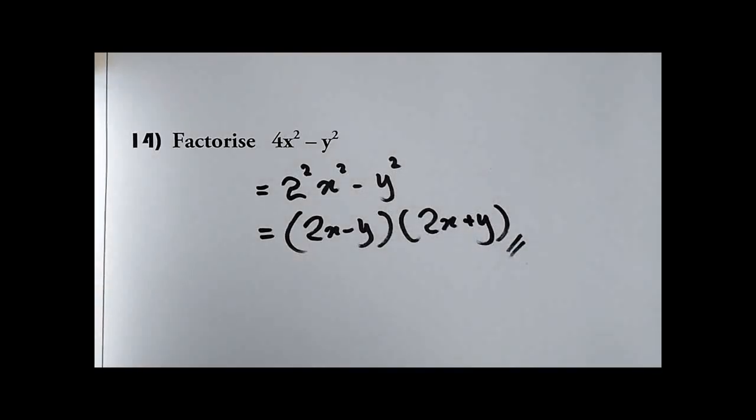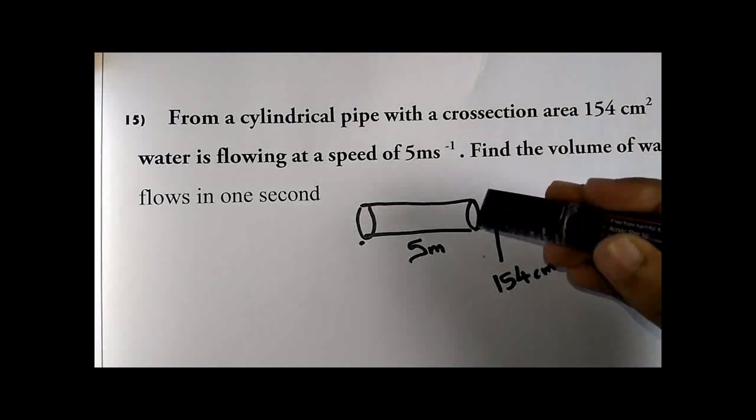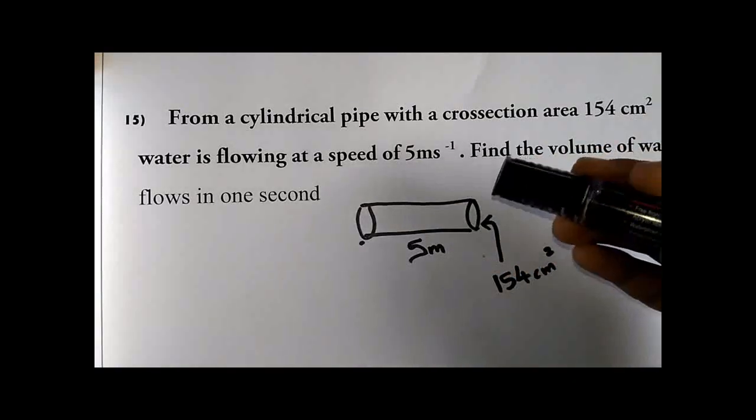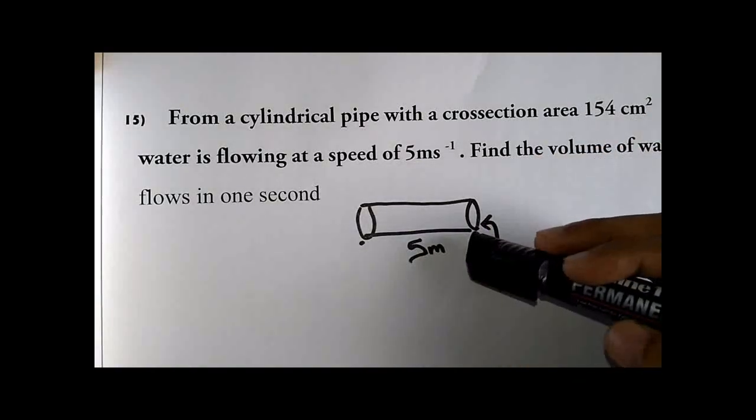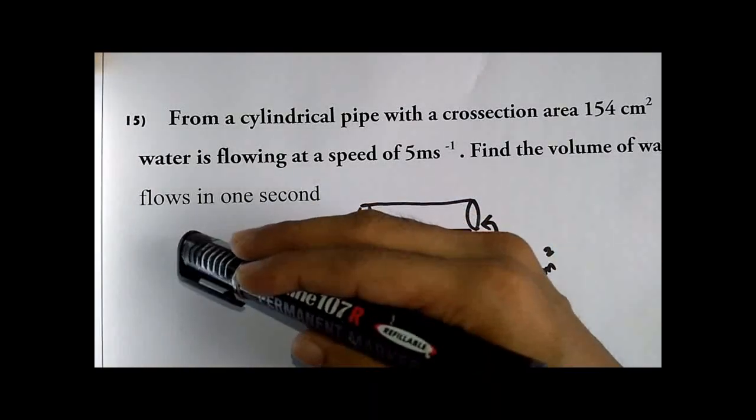And now we'll move to the last question. So they are saying like this, right? From a cylindrical pipe with a cross-section area 154. So the cross-section area is 154. Okay, fine. Water is flowing at a speed of 5 meter per second. So per second 5 meter. Then for 2 seconds 10 meters. Then for 3 seconds there will be 15 meters.